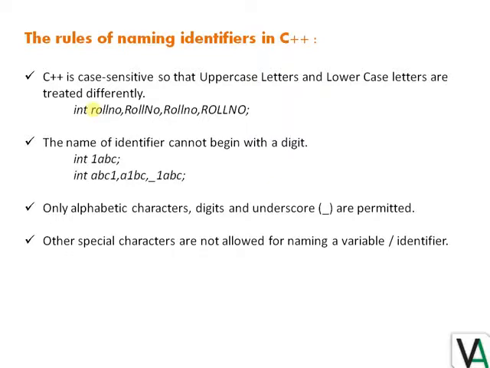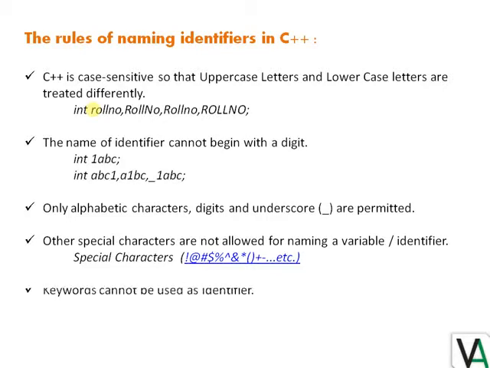Next, other special characters are not allowed for naming a variable or identifier. I have provided you a small list. Right now you just check the number keys on the keyboard. There are some special characters printed over the number keys, like exclamation, at the rate, hash, dollar, percent, caret, and parenthesis, plus, minus. These are the special characters, so we cannot use them while naming the identifiers in the C++ language.